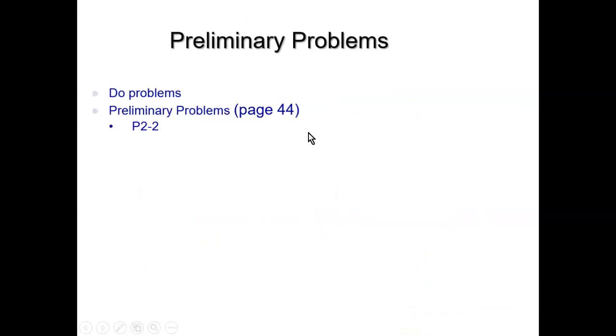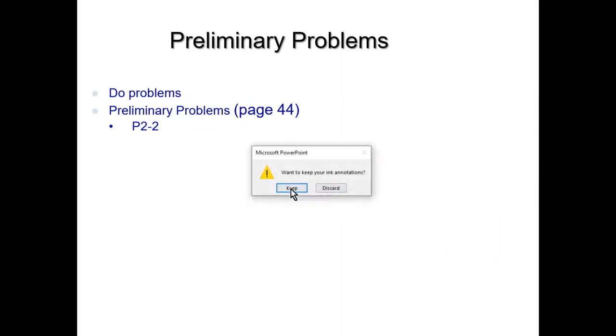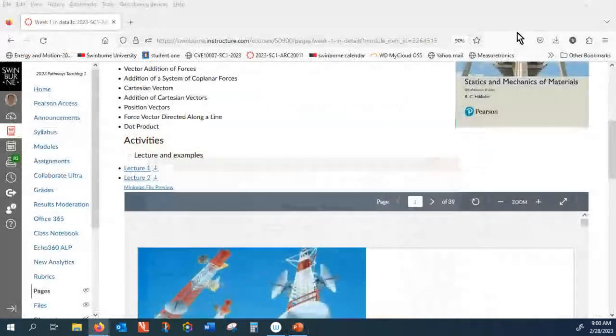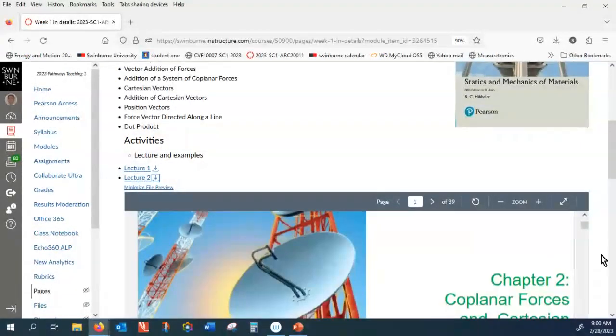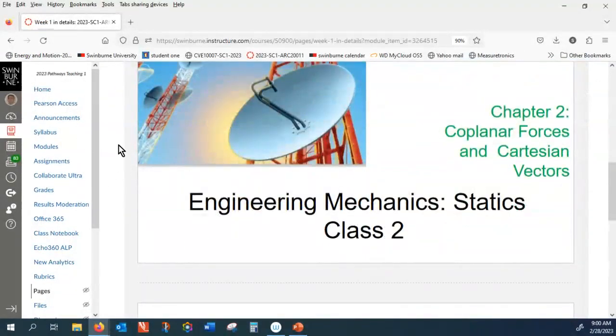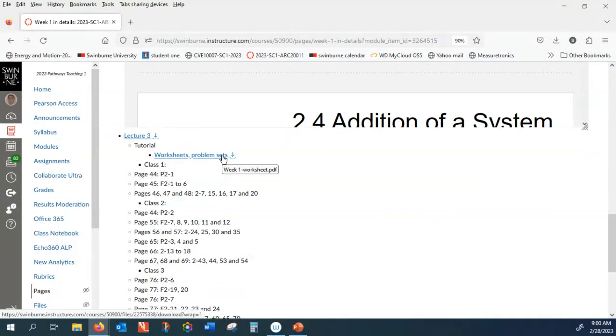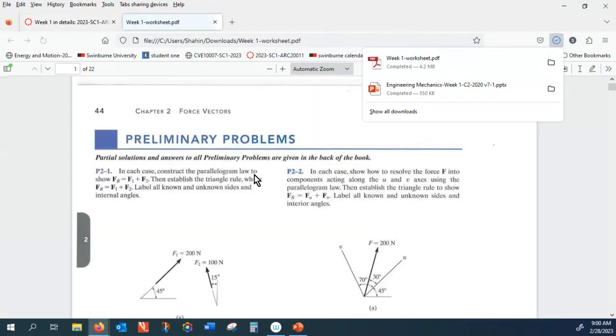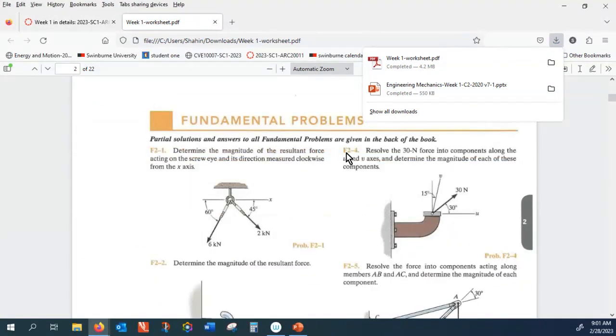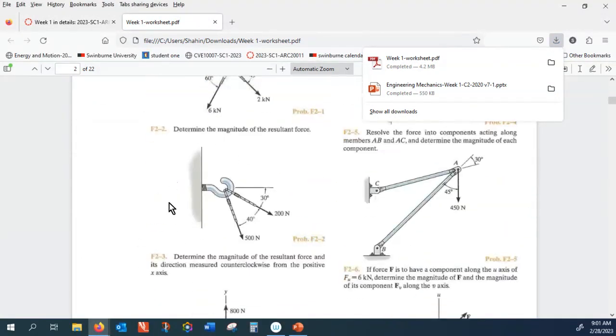So let's go to page 44 and try the second problem. Like I mentioned, most of the material, the worksheet, has been digital. You don't need to buy the textbook. So 45, the second problem. All right, let's try that together.